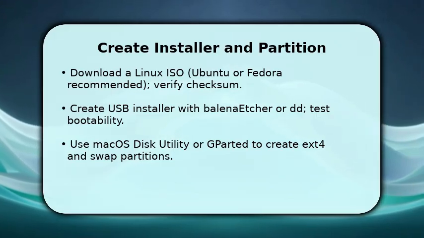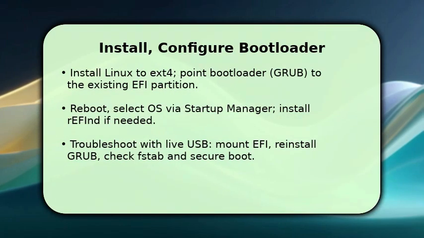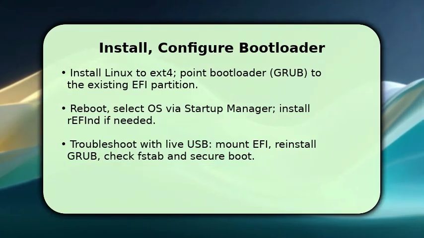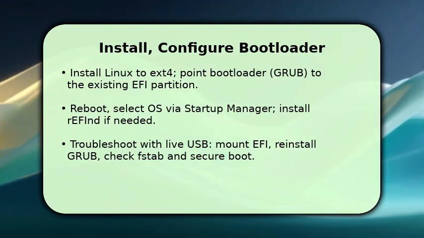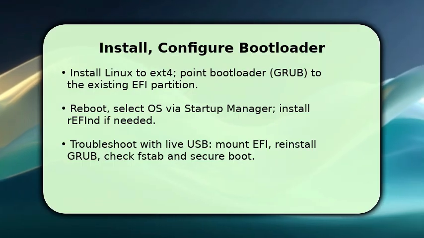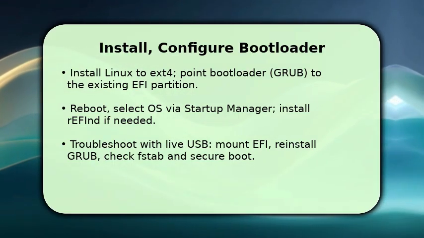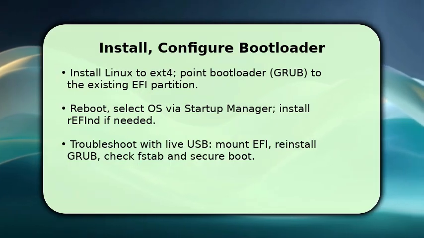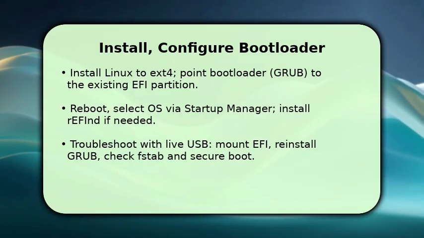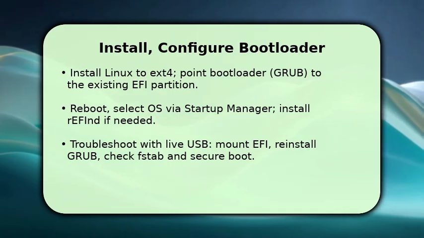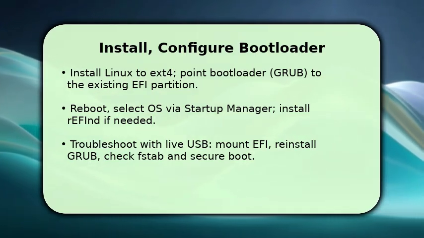You perform the install and finalize dual boot. Install Linux to the ext4 partition and instruct the installer to put GRUB files in the existing EFI partition rather than overwriting macOS. Once installed, reboot and hold Option/Alt to choose the Linux boot entry. If you want a nicer menu, install rEFInd from macOS or Linux.